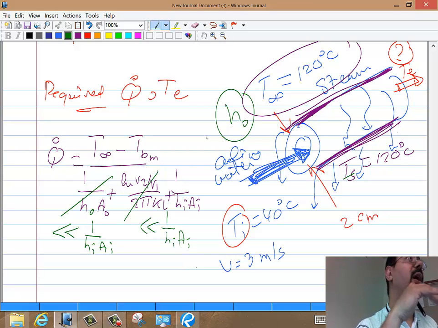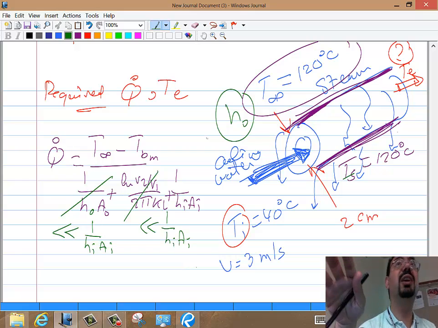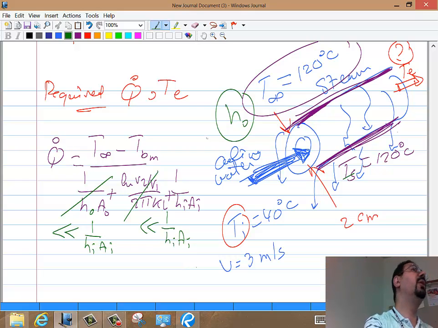The reason you would neglect this one is because it's condensation. If you have condensation or boiling on one side and convection on the other side, you should know that condensation is a much more effective heat transfer mechanism than convection. So as a result, its H will be an order of magnitude bigger than the H of the convection. That makes its resistance an order of magnitude smaller than the resistance of convection.